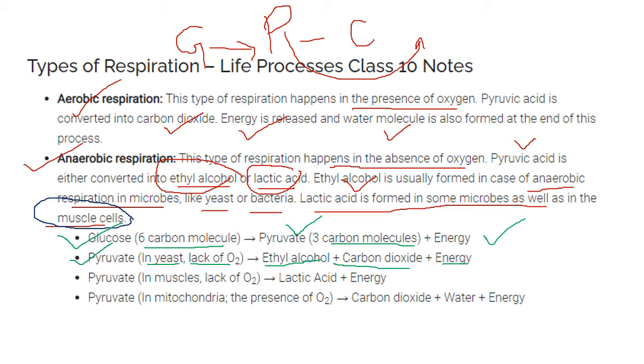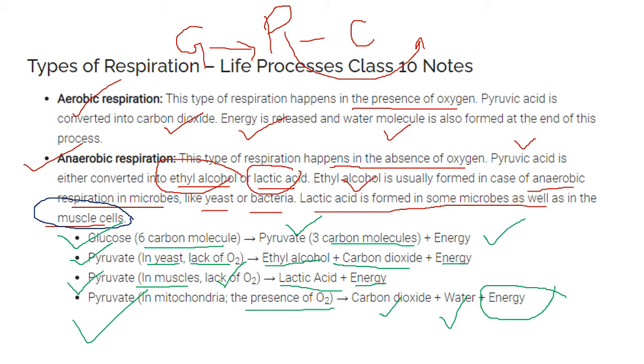For example, if this pyruvate is in muscle cells, meaning there is a lack of oxygen, not enough supply of oxygen, then lactic acid and energy will be formed. But if the pyruvate is in the presence of oxygen, what is the end product formed? Carbon dioxide, water, and a lot of energy is produced in this process. So you need to know, in anaerobic respiration, ethyl alcohol or lactic acid is formed, but in the presence of oxygen, carbon dioxide, water and energy are released.